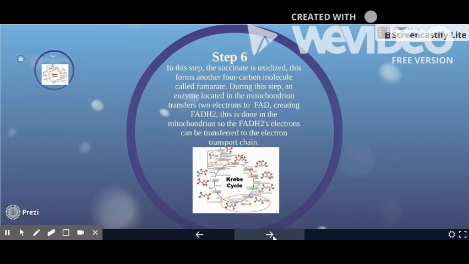In this step, succinate is oxidized. This forms another 4-carbon molecule called fumarate. During this step, an enzyme located in the mitochondria transfers 2 electrons to FAD, creating FADH2. This is done in the mitochondria so that the FADH2's electrons can be transferred to the electron transport chain.